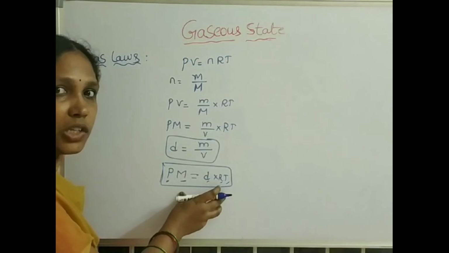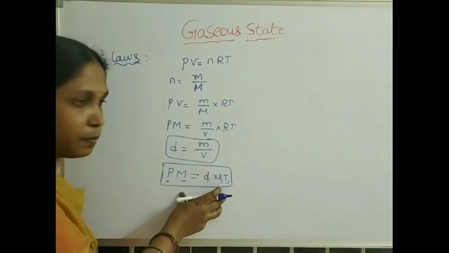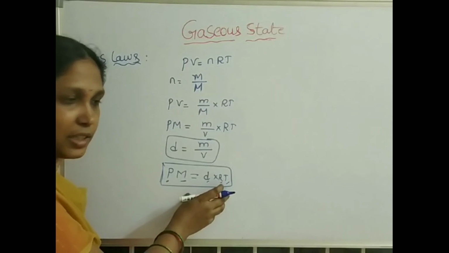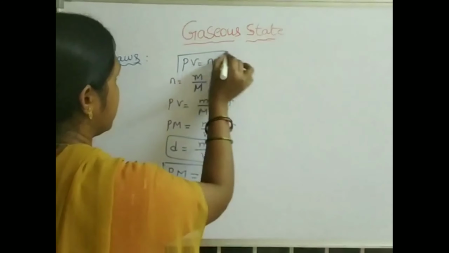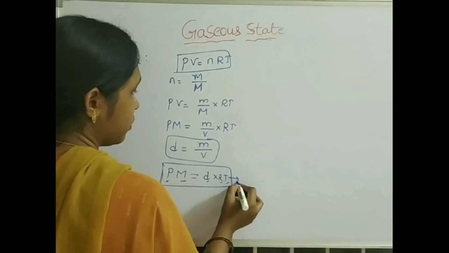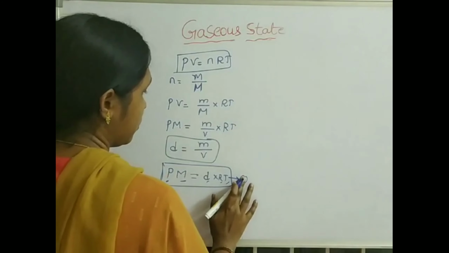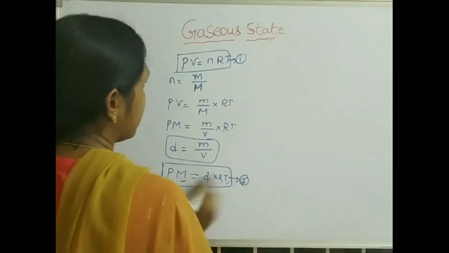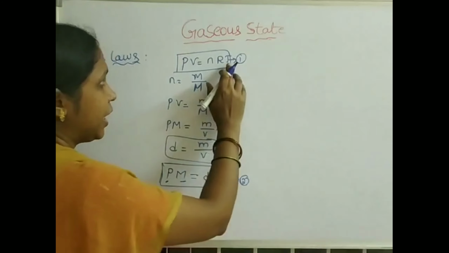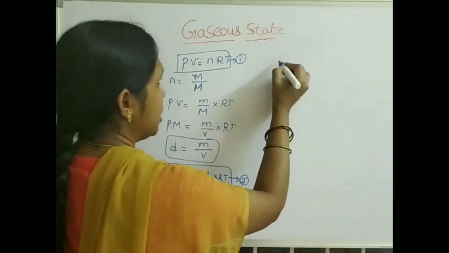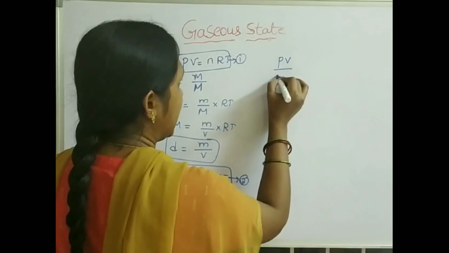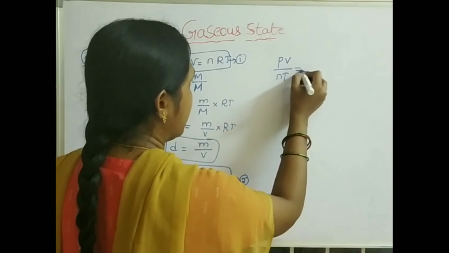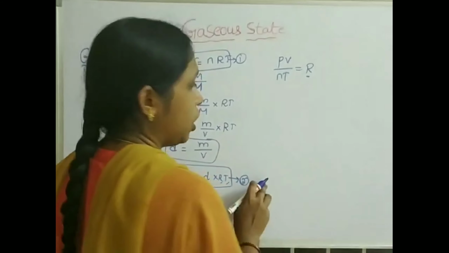That is also the ideal gas equation. We consider it as the ideal gas equation. Here we will take the density of a gas. See, take equation 1, the ideal gas equation, and write PV by nT is equal to R. Here R is a constant.